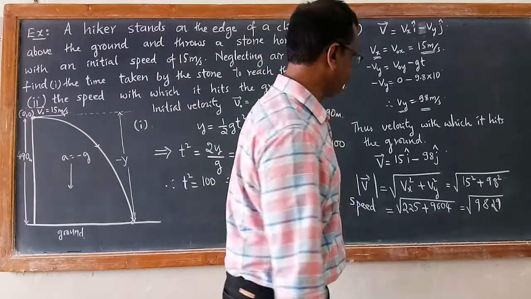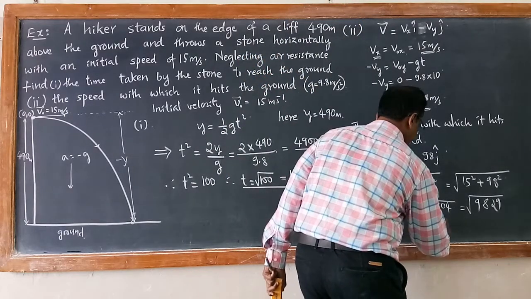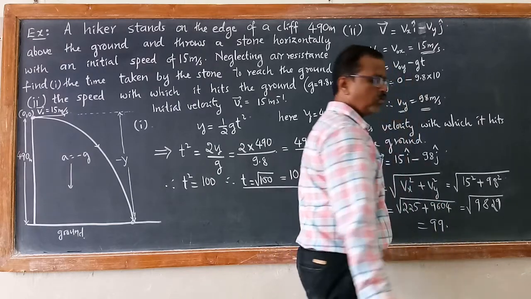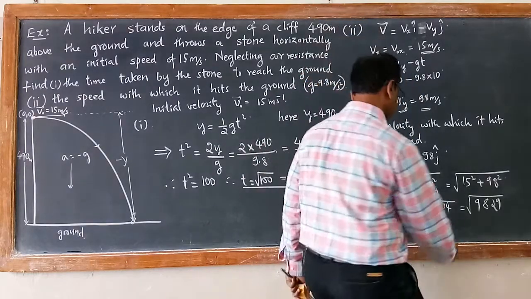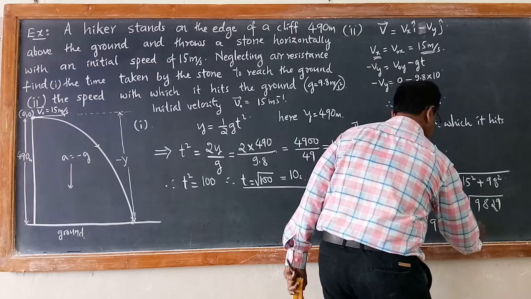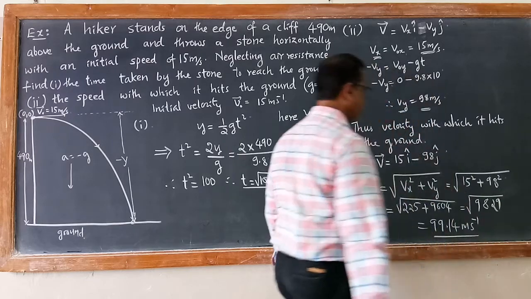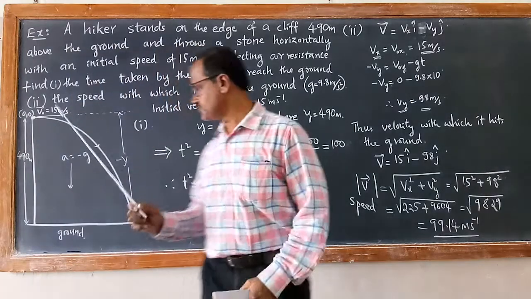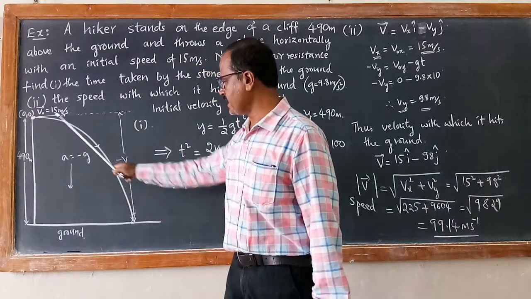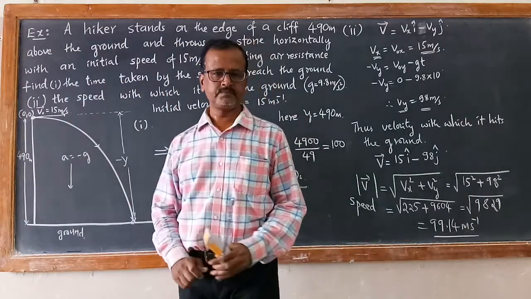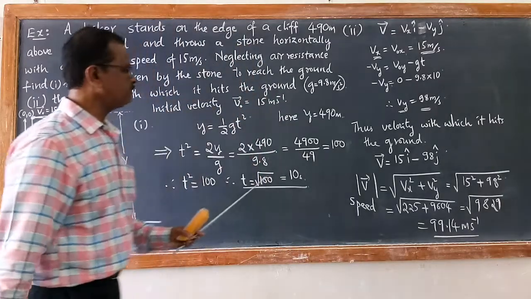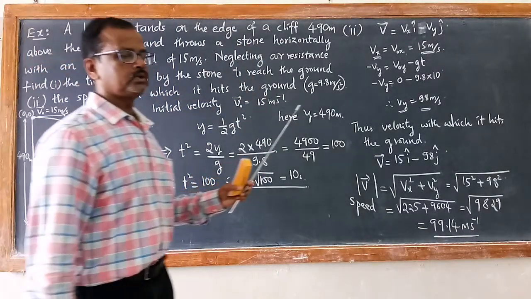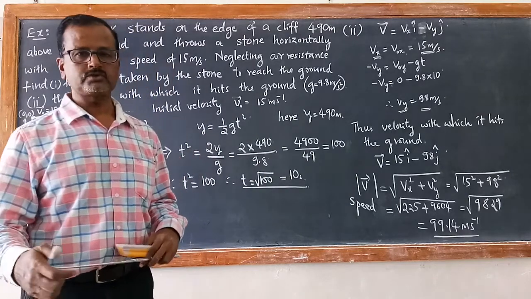So the exact value is 99.14 meter per second. That's how the speed with which it hits the ground is 99 meter per second. So this is how we have to solve the problems on horizontally thrown projectile.